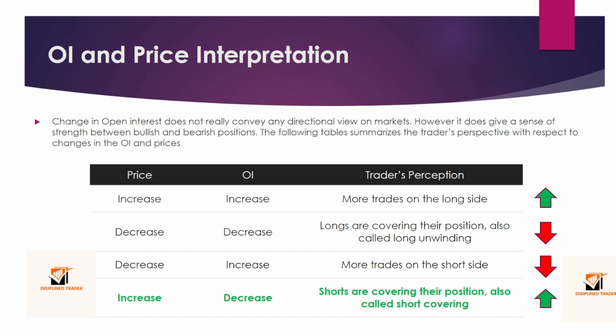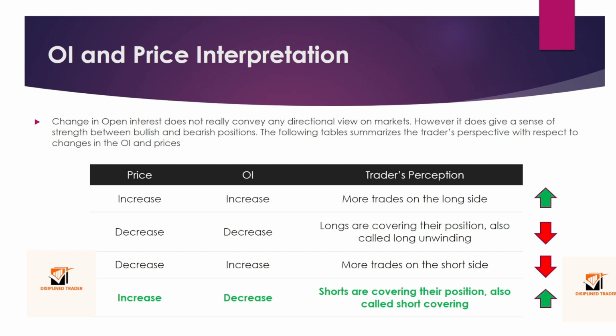So this is a chart showing how the price and the OI are inferred. When there is a price increase and the open interest also increases along with the price, then it indicates that the market is structuring on the long side. So we can go bullish on this trade.